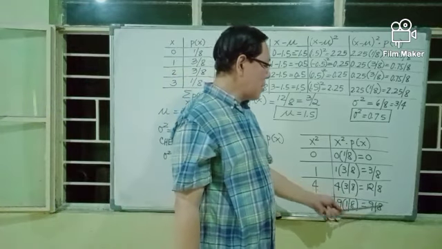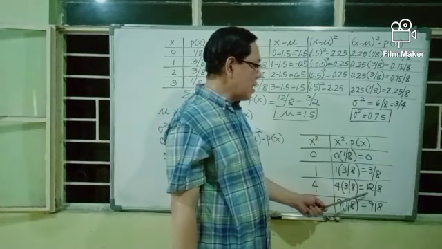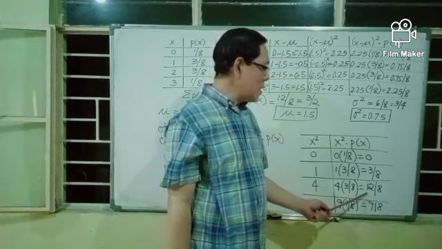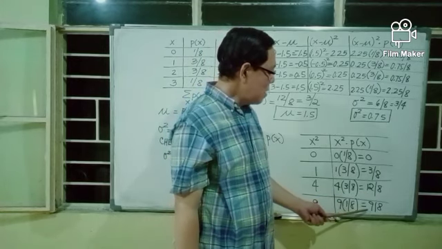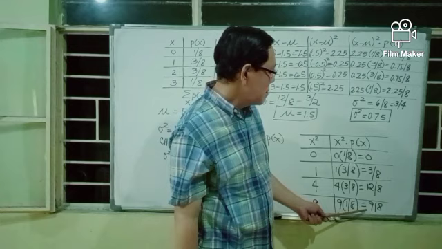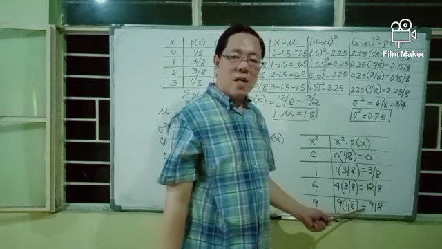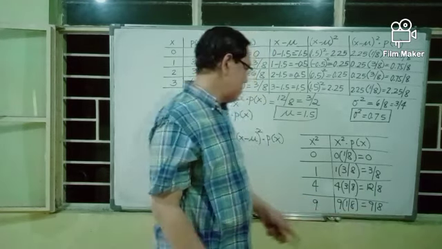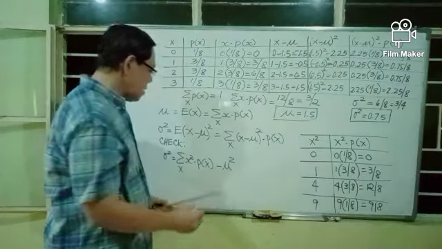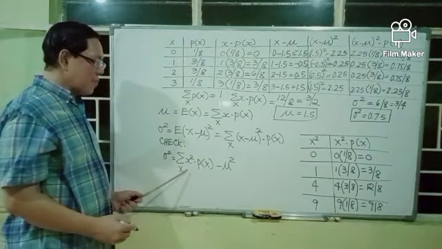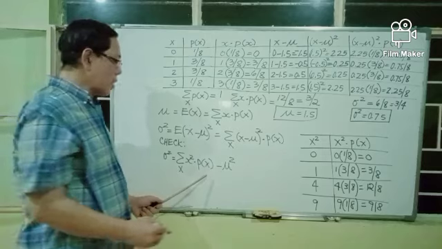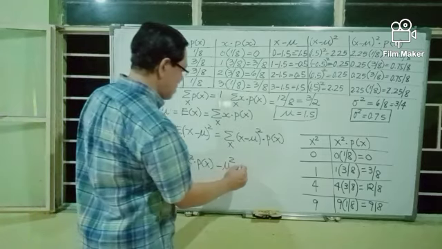Common denominator is 8. We have 3 plus 12 is 15. And 15 plus 9 is 24. So here the summation of x squared times p of x is 24 over 8.